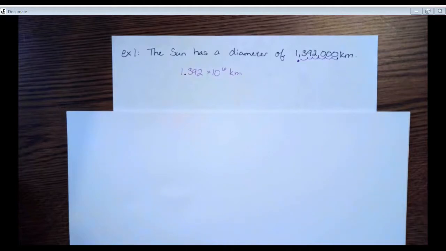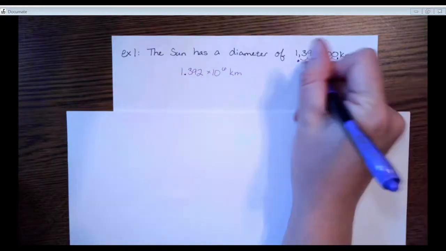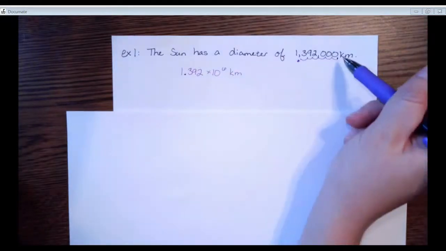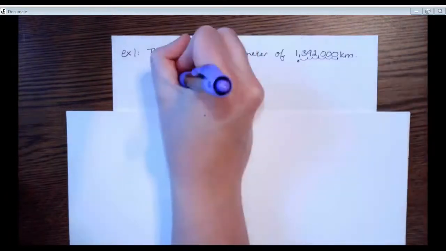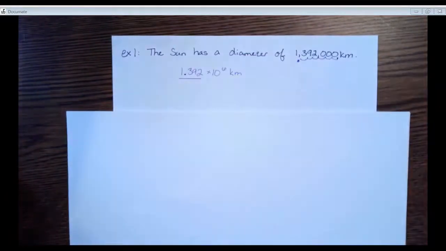Now, one thing I do want to point out is sig figs when it comes to scientific notation. So if we look at this number, the zeros did not count because they were trailing zeros and we didn't have a decimal point given to us. So we had 4 sig figs. Well, if we look here, this also has 4 sig figs, so it works out. Okay, so let's go ahead and try the next example.